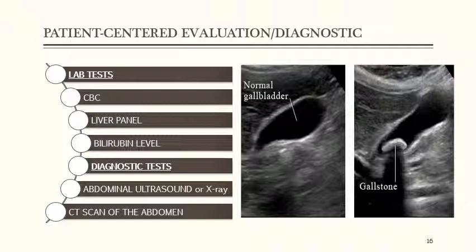The hallmark diagnostic test is an abdominal ultrasound or an x-ray, so that way the surgeon can visualize where the gallbladder is located and exactly how many stones there are in the gallbladder and where the stones are located as well. If for some reason that abdominal x-ray or ultrasound is inconclusive, then the surgeon may order a more advanced CT scan or MRI of the abdomen in order to give a more thorough visual representation of what is going on with the patient's disease process.